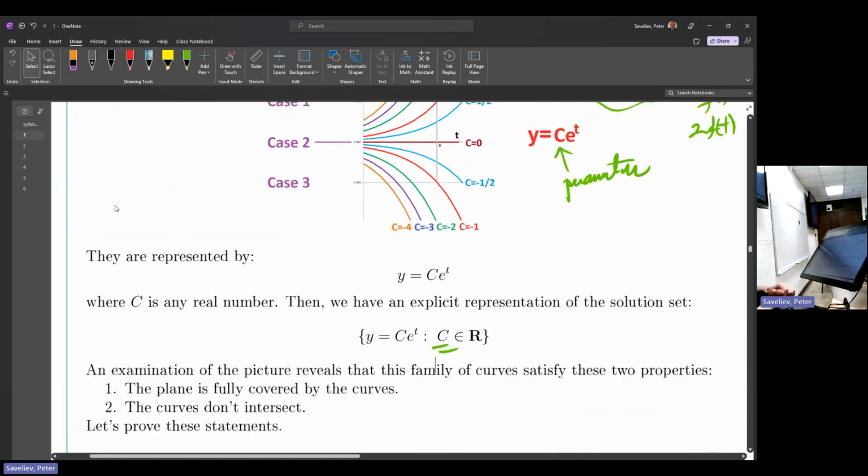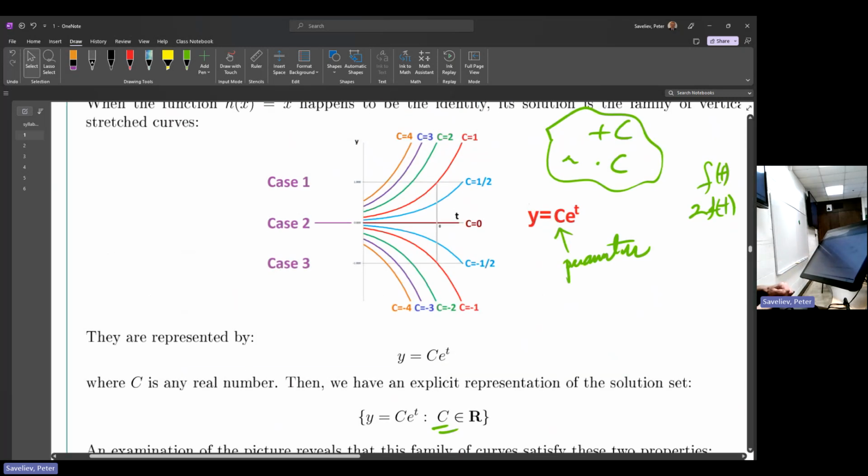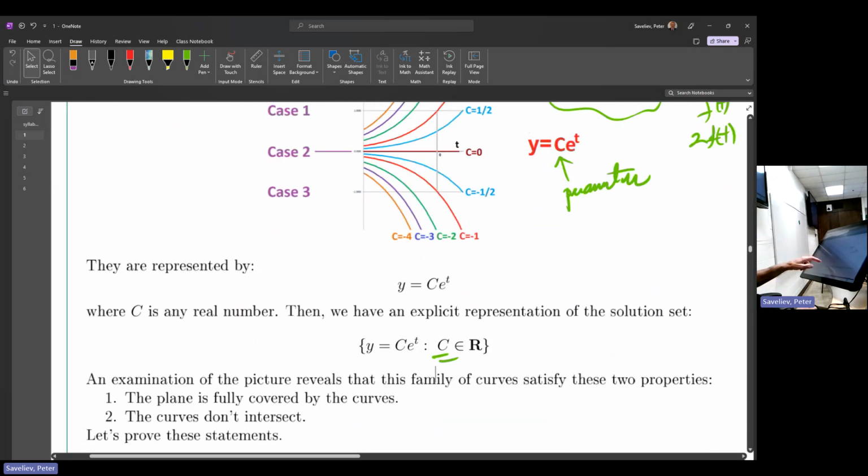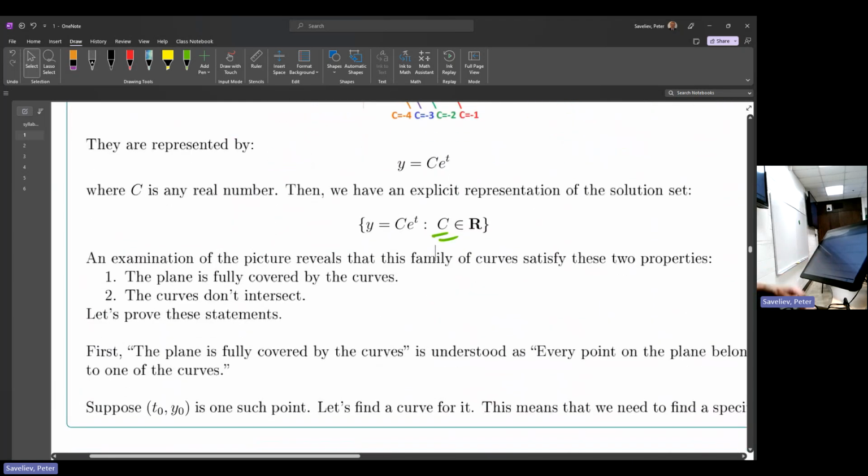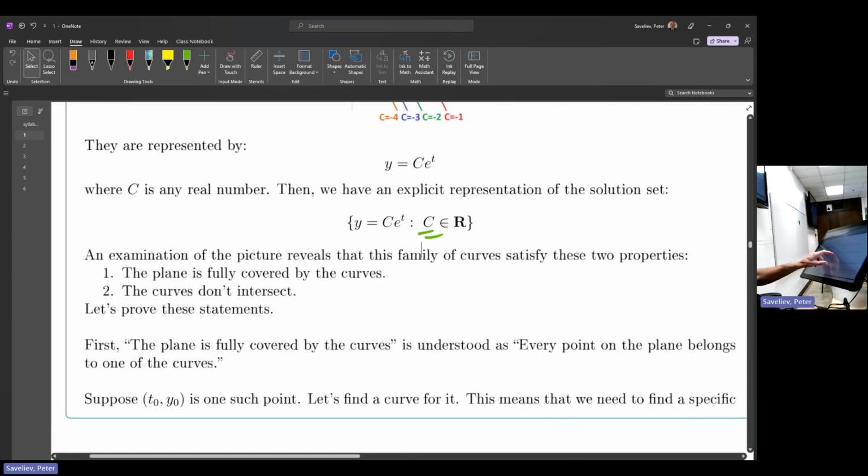Is the plane fully covered by the curves? And secondly, do these curves intersect? The picture suggests exactly yes and yes. So let's demonstrate that it is indeed yes and yes. How does it fully cover? Does it cover all the points on the plane?